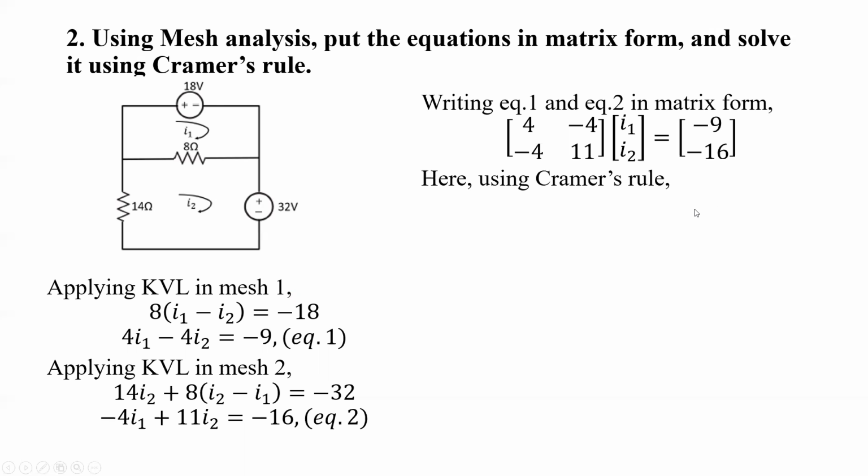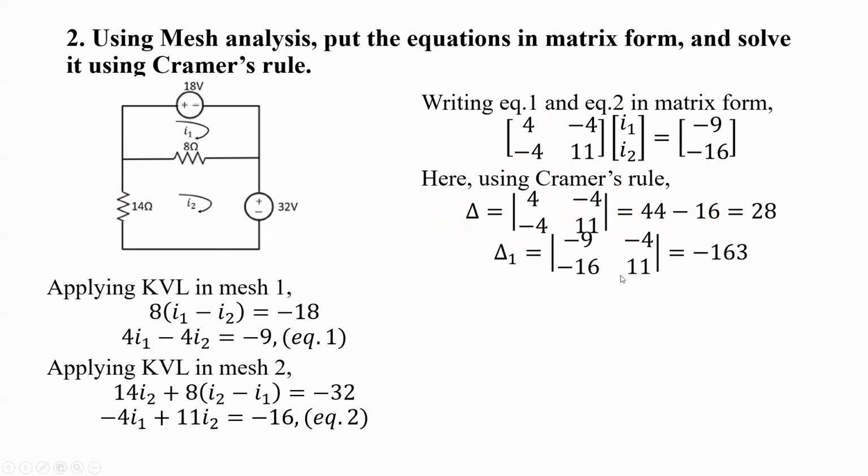If we use Cramer's rule, then first of all we have to calculate delta. The delta here is the determinant of the coefficient matrix, and its determinant will be given by the product of this diagonal minus this. Okay, so 11 into 4, 44, minus 16, equals 28. Now, after that, we'll compute delta 1.